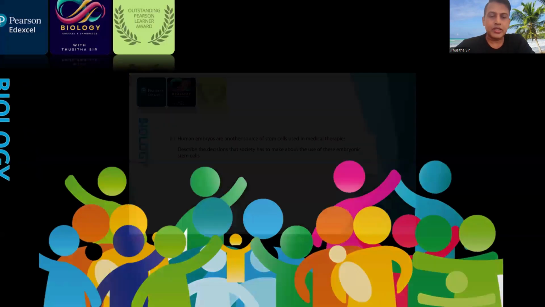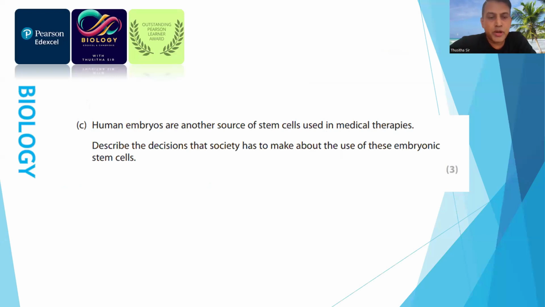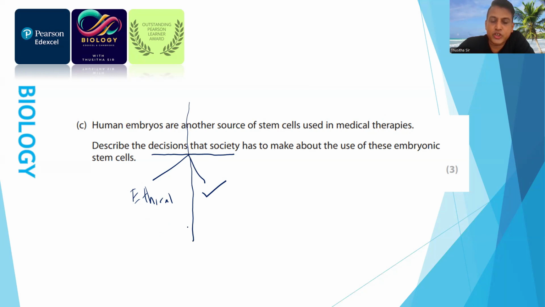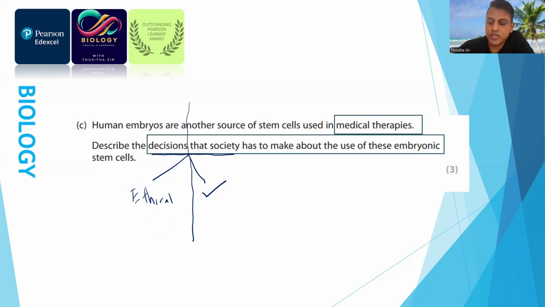Next one, society's opinion about stem cells. Human embryos are another source of stem cells used to produce tissues in medical therapies. Describe the decision that society has to make about the use of these embryonic stem cells. Decision of the society. Again, as we mentioned, most of the time ethical issues are there, and part of the society is accepting these things. So the ethical issues are the use of embryos and other things. People need stem cells for organ transplantation and to treat many diseases, and society is again divided into 2, and they have 2 different opinions on the use of stem cells.